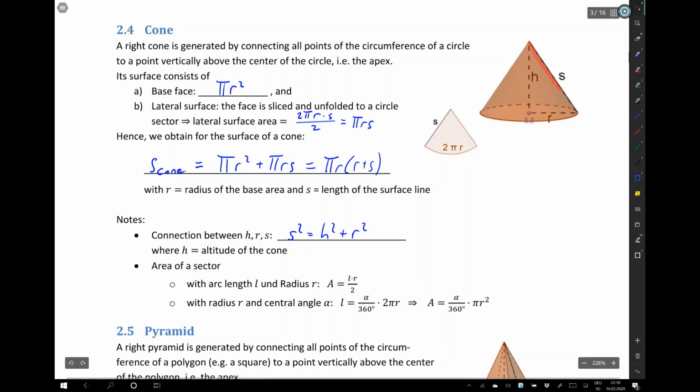Since the slant edge, the radius of the base face and the height of the pyramid form a right-angled triangle, Pythagoras holds for their relationship.